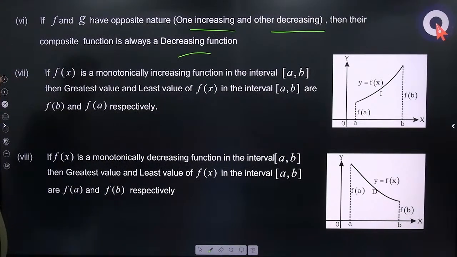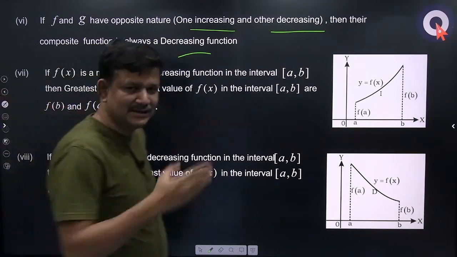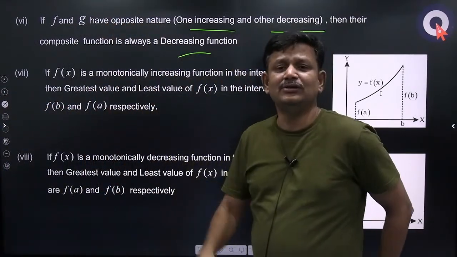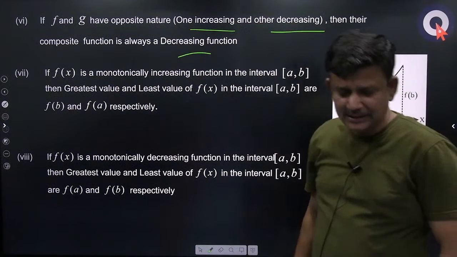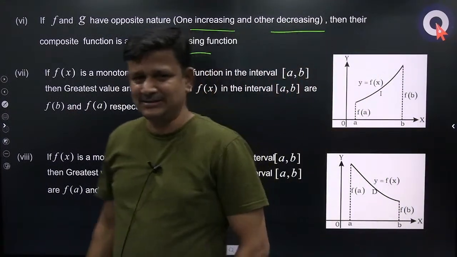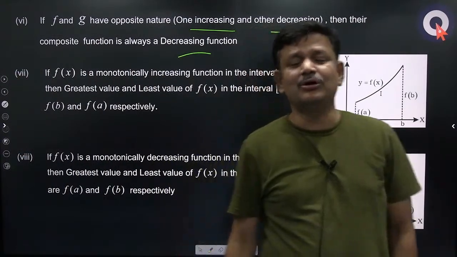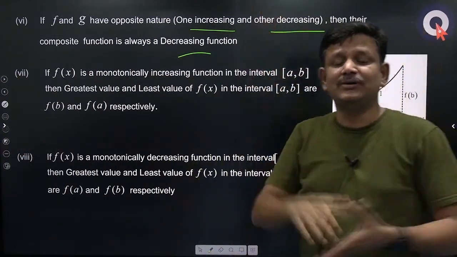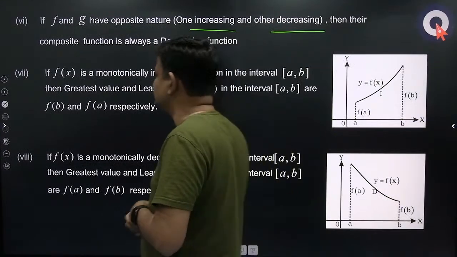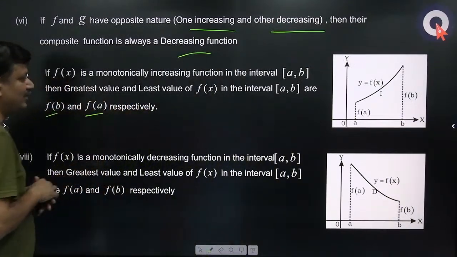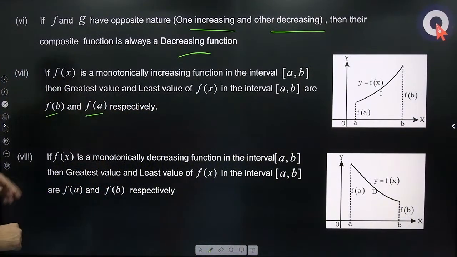If f of x is monotonically increasing in the interval a to b, then for a strictly increasing function the greatest and least values will be at the end points. Whether for a strictly decreasing or strictly increasing function, for all monotonic functions, we get the greatest and least values at the end points of the interval. So f of b and f of a will be the greatest and least values according as whether it is increasing or decreasing.